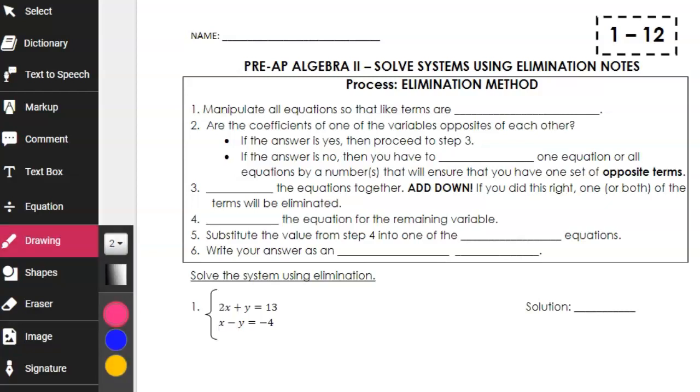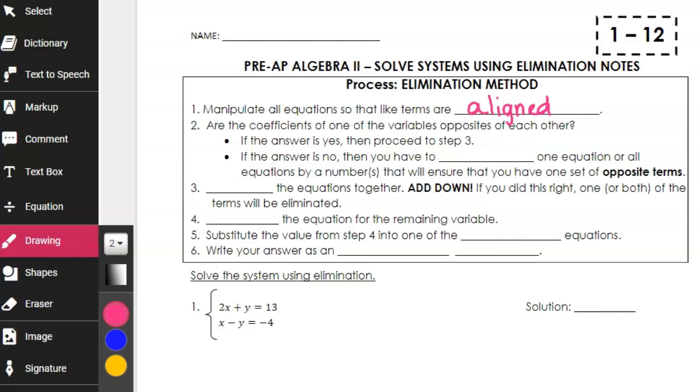Step 1 is to manipulate all of the equations so that the like terms, like the x's and the y's, are all aligned. And when I say aligned, I mean vertically, lined up vertically. X on top of x, y on top of y, equal sign on top of equal sign, constant on top of constant. They all need to be aligned vertically.